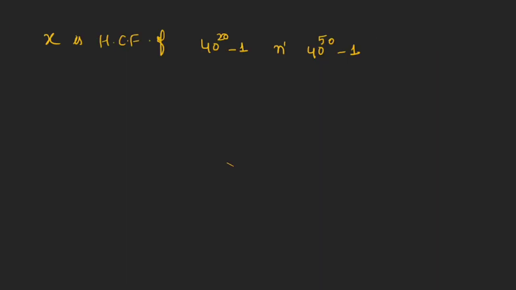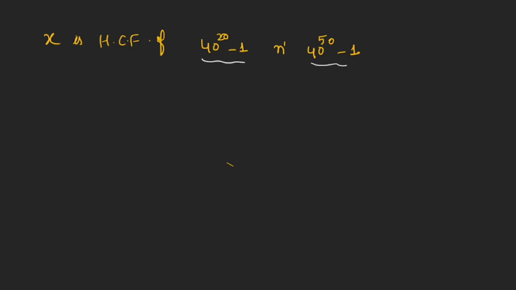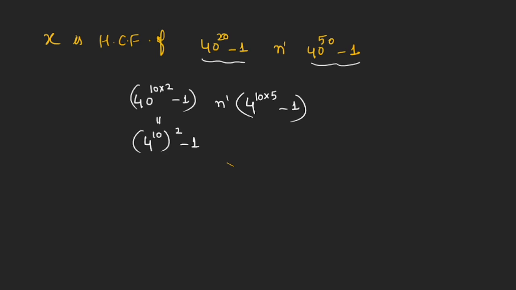Now again we have come down to the same situation. We have to find the highest common factor here. I can write 40 raised to the power 10 into 2 minus 1, and another one 40 raised to the power 10 into 5 minus 1. Now tell me what's the highest common factor. This we can write as 40 raised to the power 10, whole squared, minus 1, and this as 40 raised to the power 10, whole raised to the power 5, minus 1. So the HCF of these two numbers is 40 raised to the power 10 minus 1.